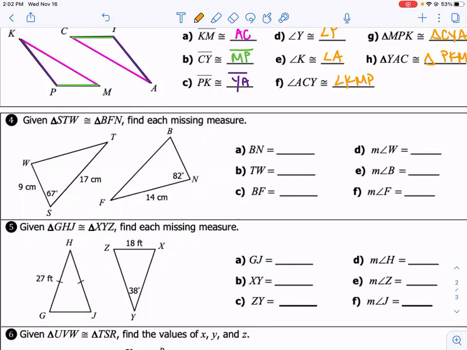All right, eyes up here. Okay, Jeff Green, what side does BN correspond with? SW. So the measure of BN is what? 9.